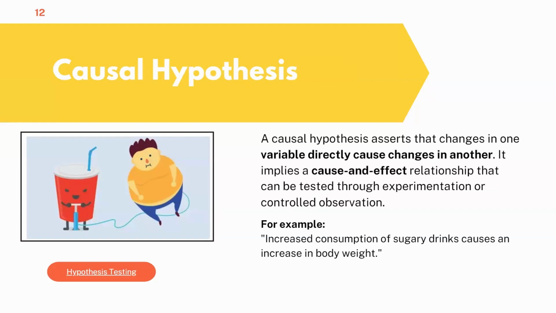And the next one is the causal hypothesis. This is more specific and claims a cause and effect relationship. It means one variable directly influences or changes the other variable. To prove this, researchers often use experiments or controlled studies. For example, an increase in the consumption of sugary drinks causes an increase in body weight. Here, sugary drinks are identified as a cause of weight gain, and this can be tested. So it's called a causal hypothesis.